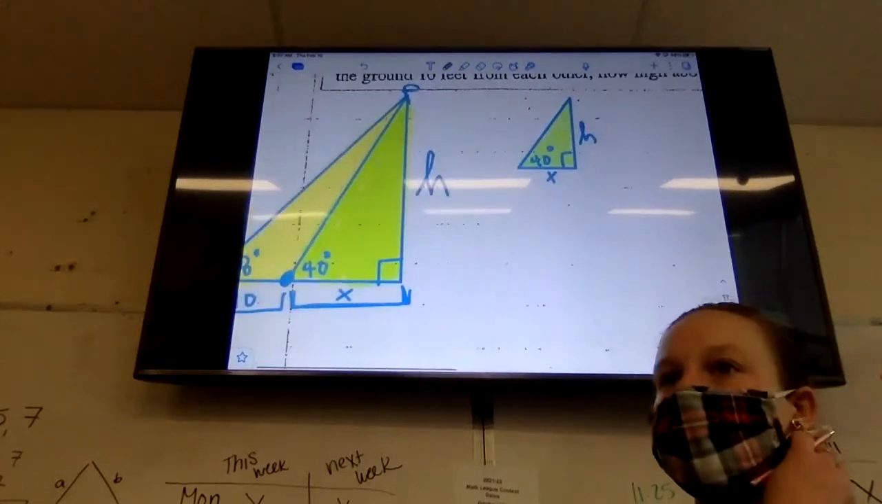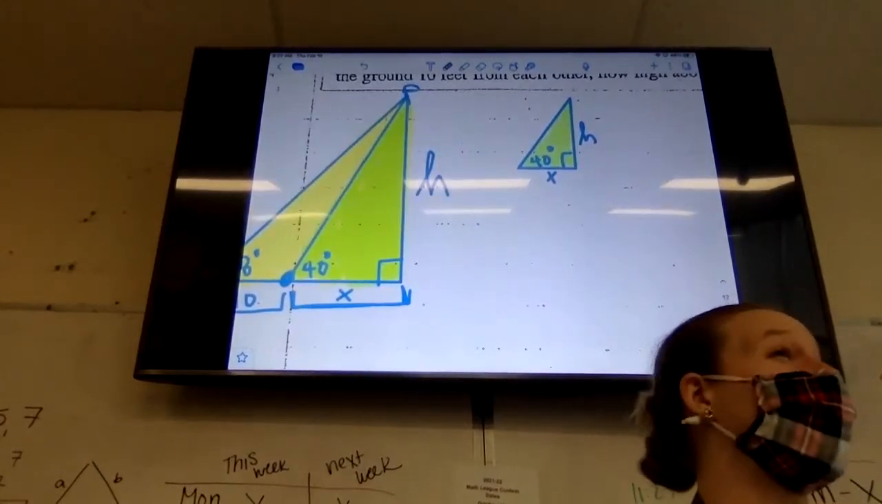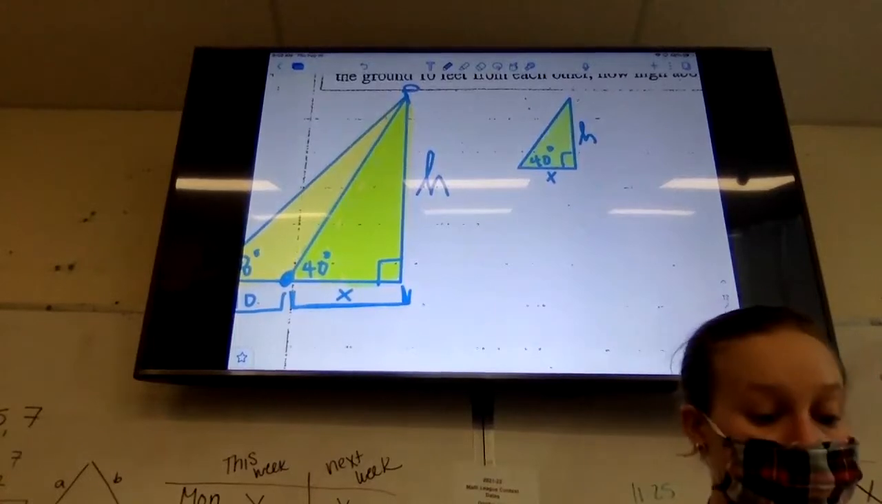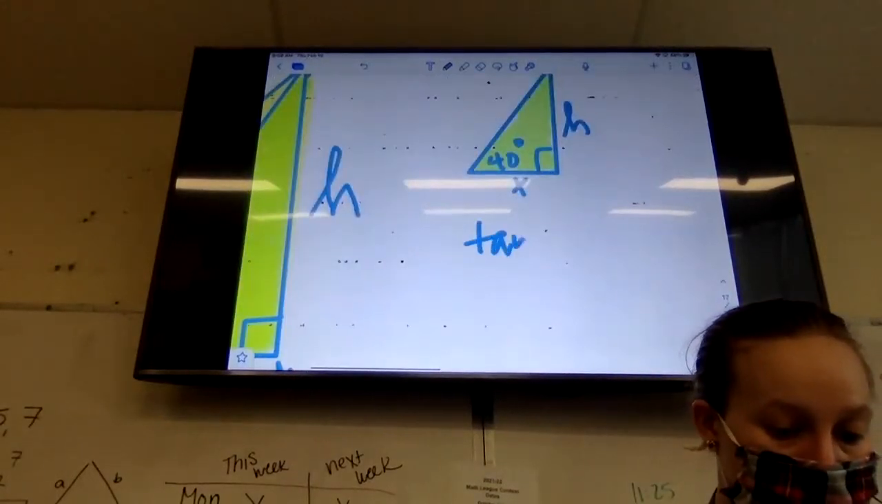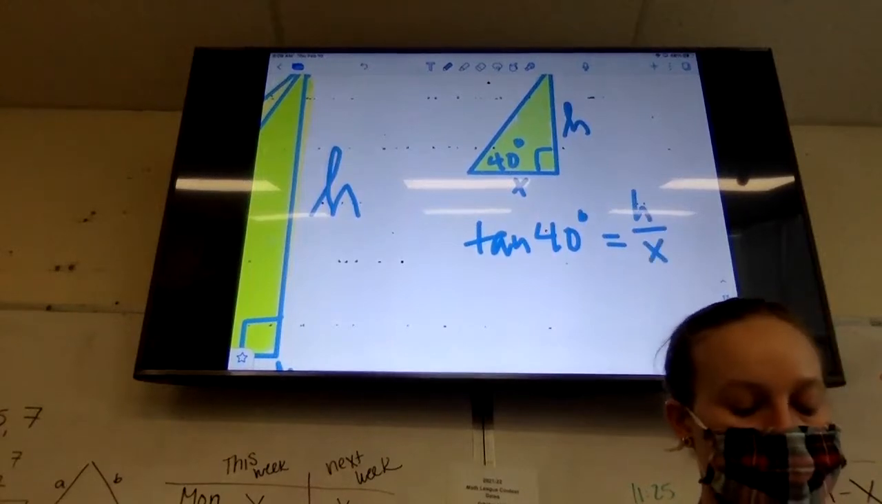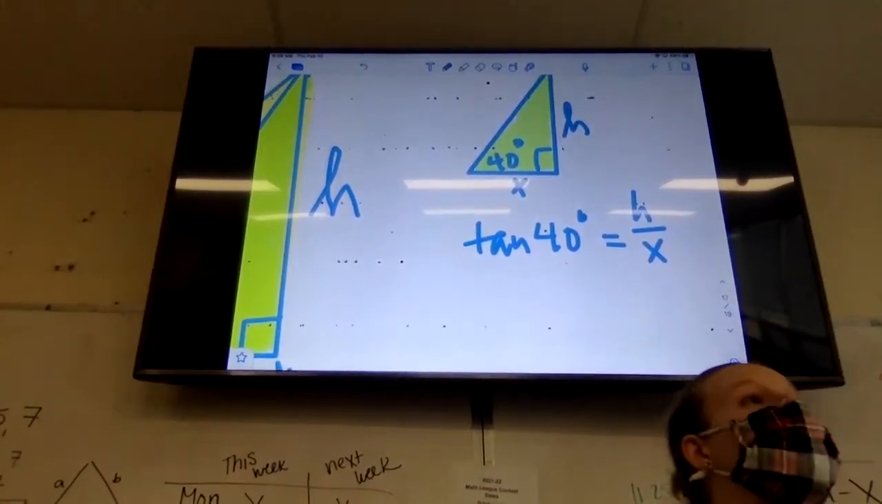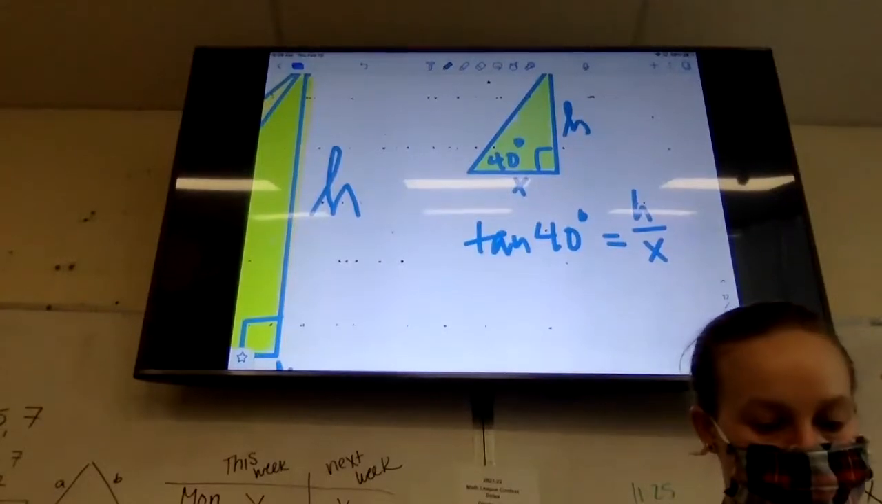Can you write a tangent equation for that? We can write one, but we can't solve it. So let's write it. I've got tan of 40 equals H over X. Can't really do much with this now. Let's just leave it. We'll come back to it.